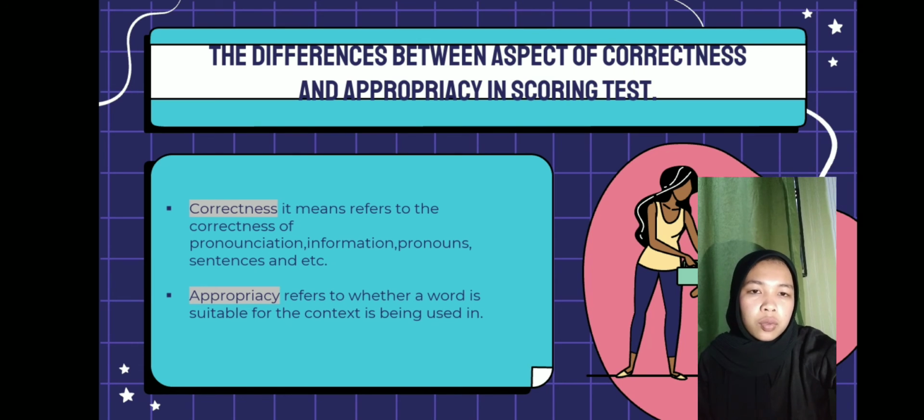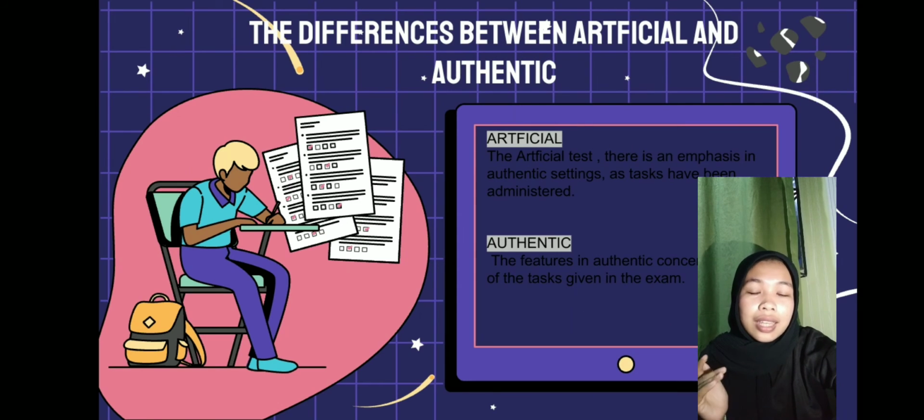Appropriacy refers to whether a word is suitable for the context it is being used in. It is an important aspect of language, but an extremely complex one, as decisions about how to say things depend on understanding. And the last is the differences between artificial and authentic test.